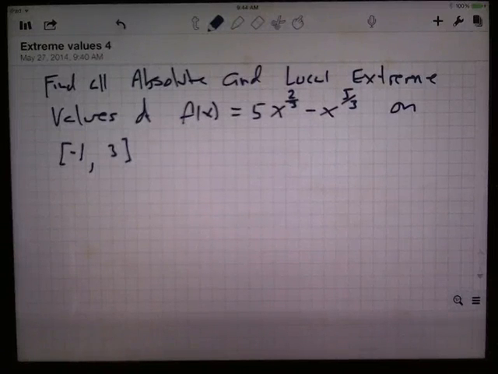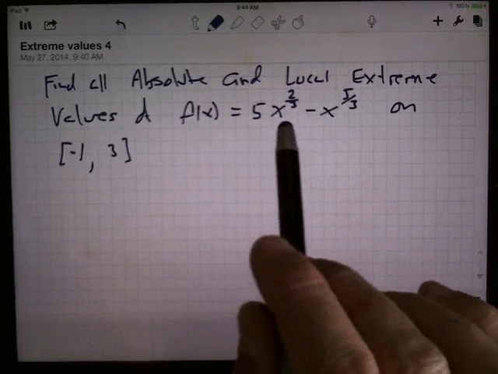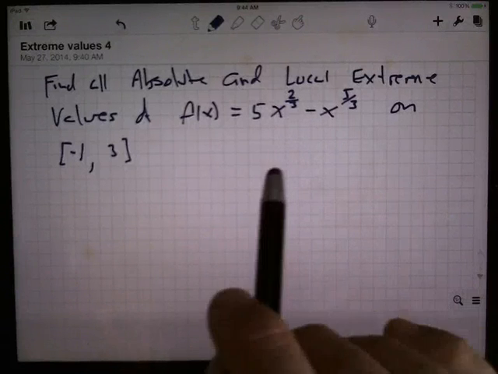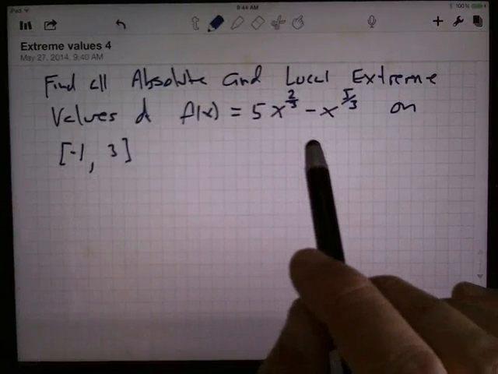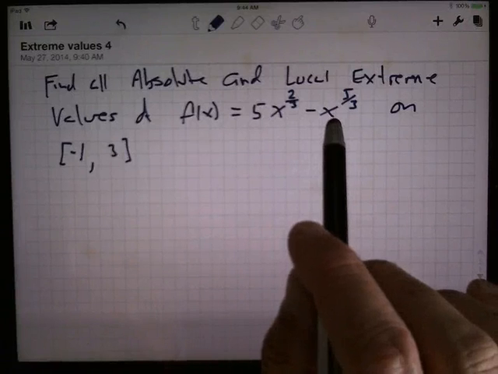Okay, I want to do another example of finding extreme values, and I want to find all the absolute and local extreme values of this function here, 5x^(2/3) minus x^(5/3), on the interval from -1 to 3. Now, maybe not as obvious as the last example, but this is a continuous function.